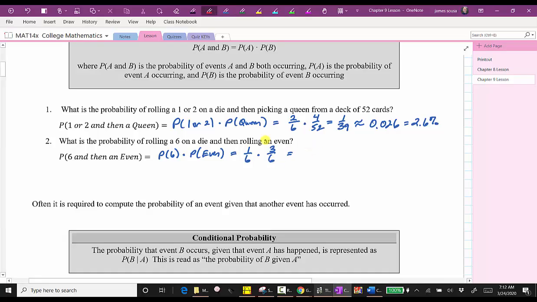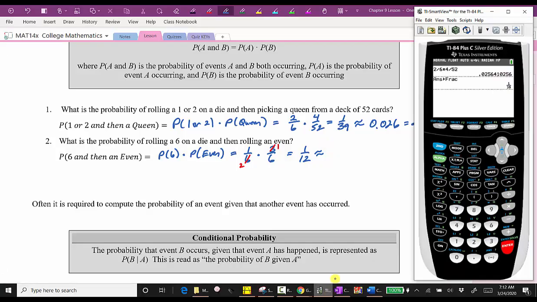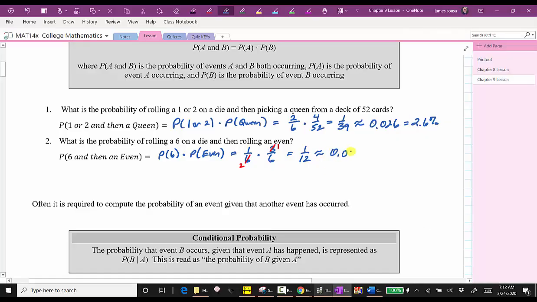Let's go ahead and multiply here by hand. There's 1 times 3 is 3, and 2 times 3 is 6, which gives us the probability of 1/12 as a simplified fraction. As a decimal, to 3 decimal places, we have 0.083, which is equal to 8.3%.